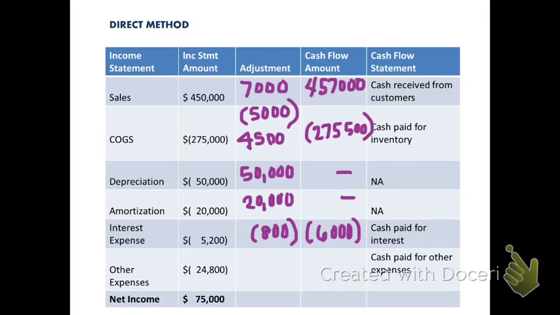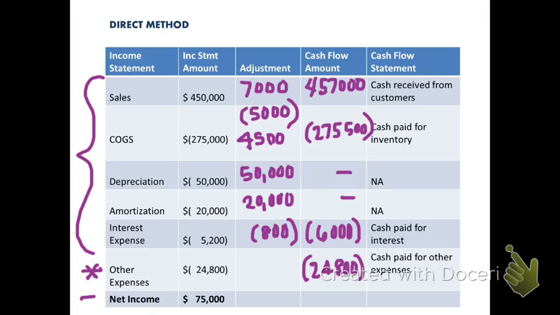This final amount, other expenses, wasn't actually given to us in the problem. However, because we were given sales, cost of goods sold, depreciation, amortization, interest, and net income, we could figure out that the other expenses the company must have incurred was $24,800. Since there are no current asset or liability accounts on the balance sheet that relate to other expenses, our assumption will be that all of those were paid in cash.